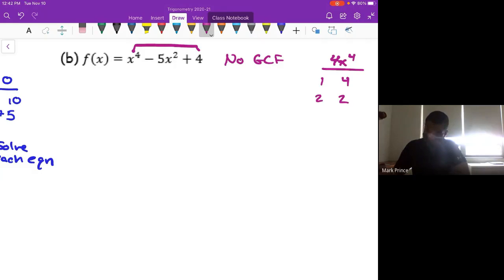Factors that at negative 5 would end up being negative 1 and negative 4, because negative 1 times negative 4 makes positive 4 when you multiply, and then negative 1 minus 4 adds to negative 5. There's a bit of a catch here. I'll put the numbers in first before I go to the variable.